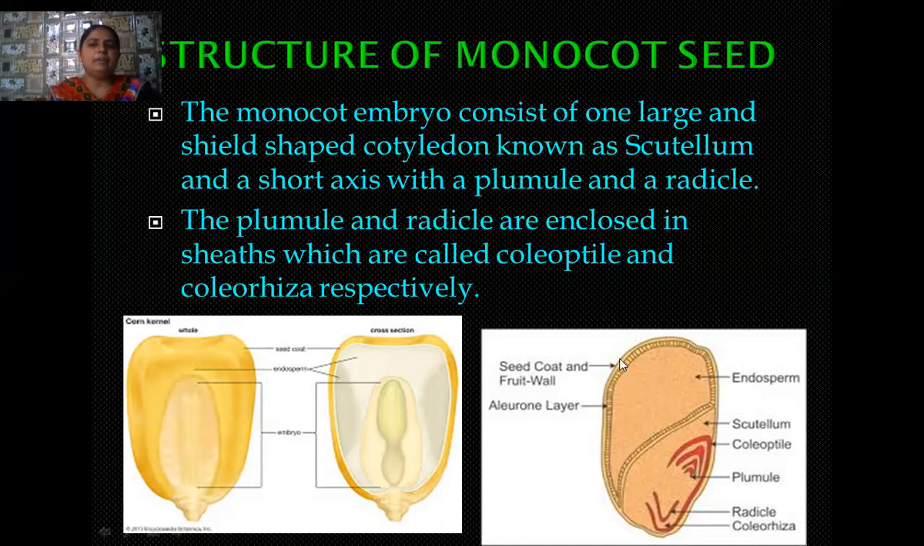Then the seed coat and fruit wall are there. Then the sheath which covers the plumule is the coleoptile, and the sheath which covers the radicle is the coleorhiza. And then we have a single cotyledon which is present at the lateral position. It is a large cotyledon. So this cotyledon of the monocot seed is known as scutellum.